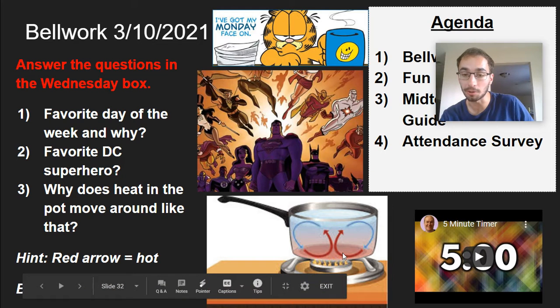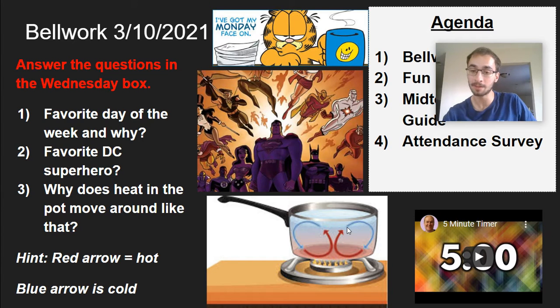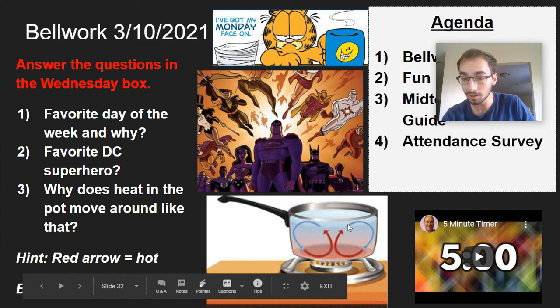So the hot water will go up in the pan, and then eventually, the hot water is going to be far away from the burner. So the hot water will get cold. That's why the air is blue. And then once the water is cold enough, it'll sink back down. And then it'll get to the bottom of the pot again and get heated up.